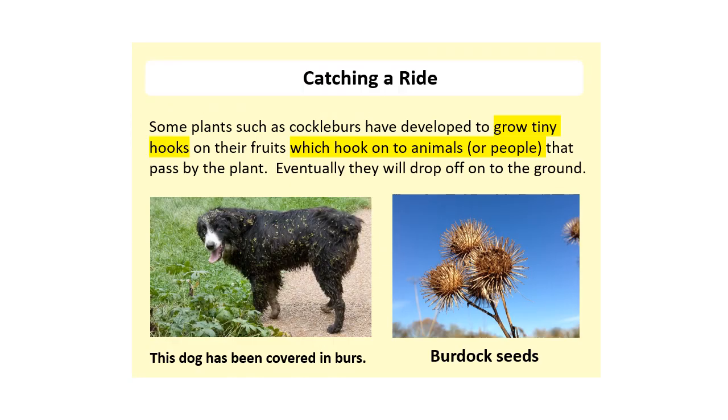Catching a ride. So we're still talking about seed dispersal. Some plants, such as cockleburs, have developed to grow tiny hooks on their fruits, which hook onto animals or people that pass by the plant. Eventually, they will drop off to the ground. So there's a picture of a dog who's been covered in burrs.